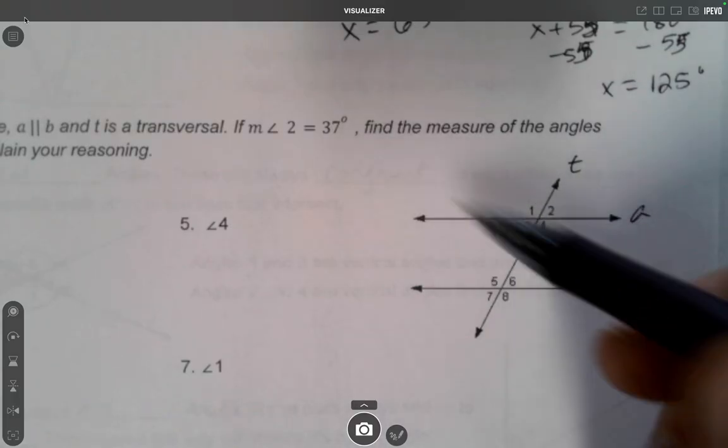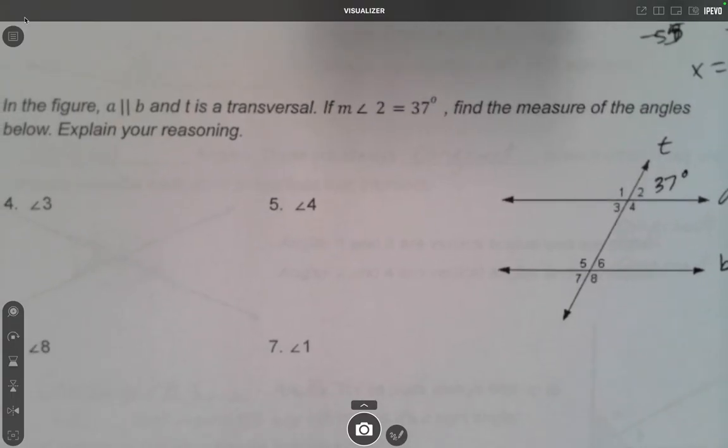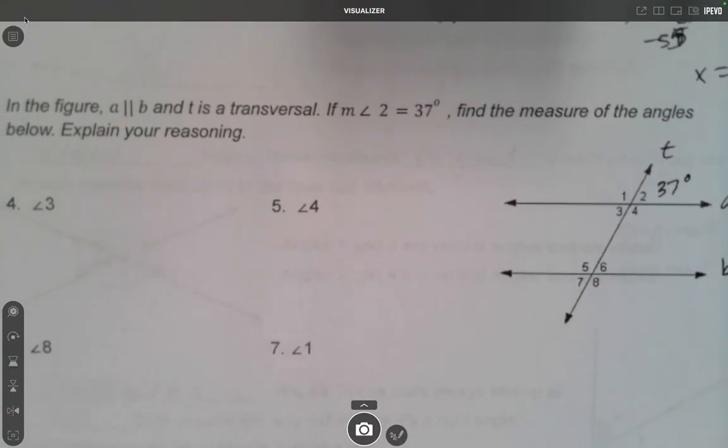So if the measure of angle 2 is 37 degrees, find the measure of the angles below. Explain your reasoning. And by explaining your reasoning, I'm just asking you to name the relationship that helped you figure out what the angle was. So for example, if we know angle 2 is 37 degrees, angle 3, we got to think, what is the relationship between angle 2 and angle 3? Well, it can't be one of those special ones that has to do with the parallel lines, because all I have to look at is these two lines to figure out the relationship between 2 and 3. It would be that they are vertical, because they're across from each other where two lines connect.